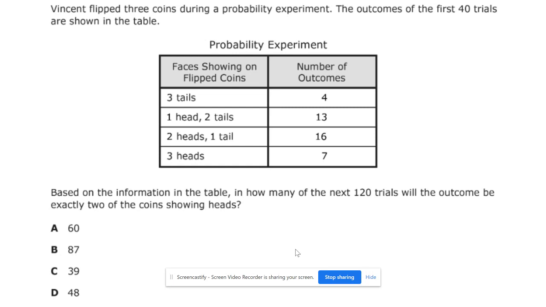So this says Vincent flipped 3 coins during a probability experiment. The outcomes of the first 40 trials are shown in the table. Based on the information in the table, in exactly how many of the next 120 trials will the outcome be exactly 2 coins showing heads? So first we need to look at which part of the table we are looking at, and that's going to be this one right here because it says exactly 2 heads. And this one right here shows 2 heads.